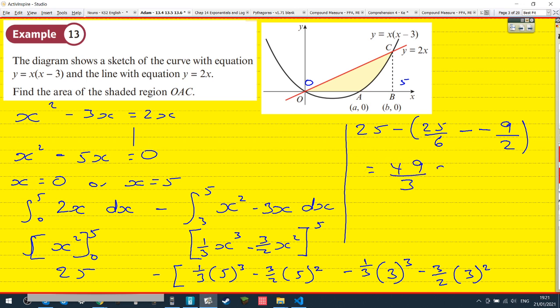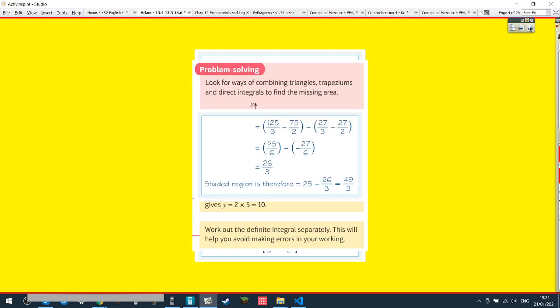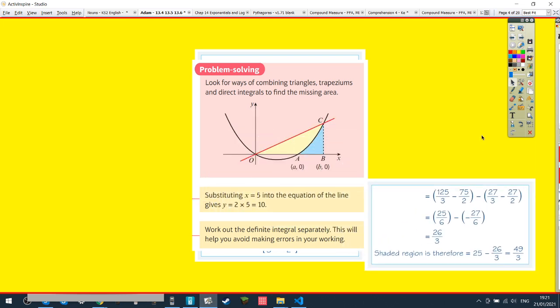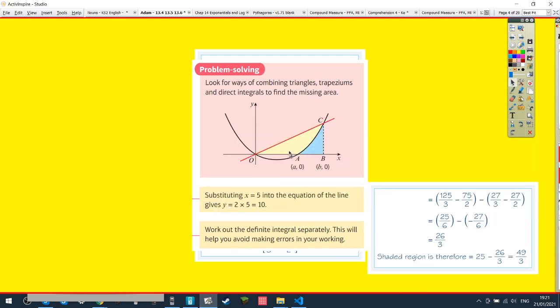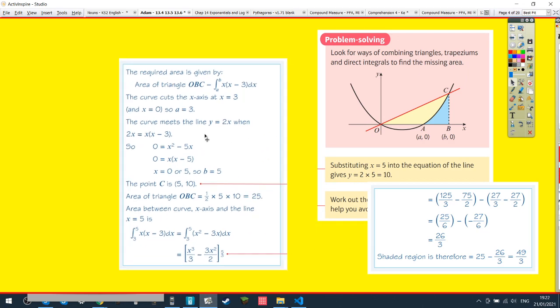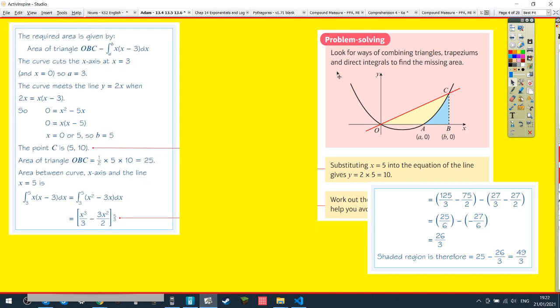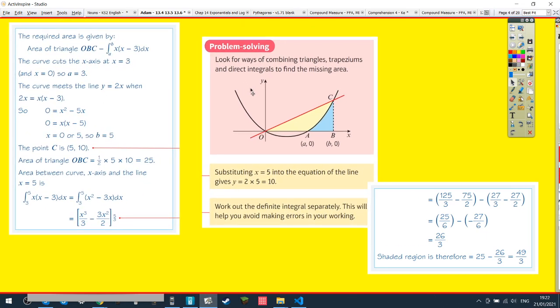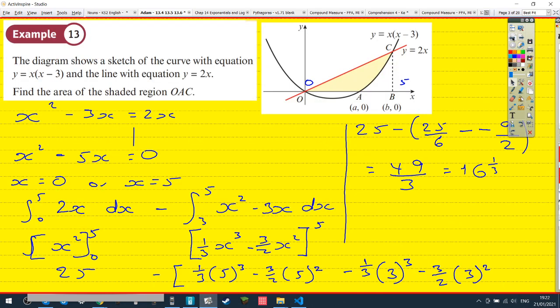Over 3. And that's exactly 16 and a third, I think. Square units. Yeah. Let's say 26 over 49 over 3. Yep, that's it. Tricky. Okay. I think you're alright. Yeah, just find where these cross over. Yeah, fine. Yep.